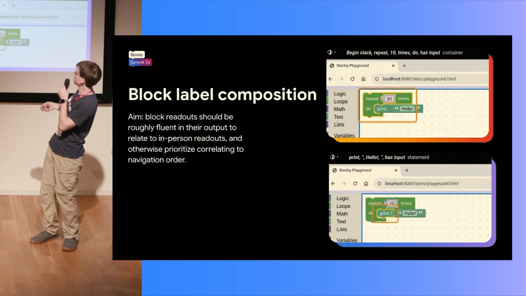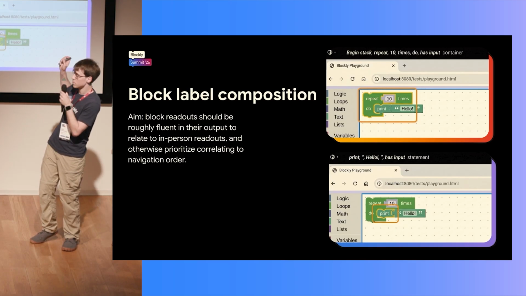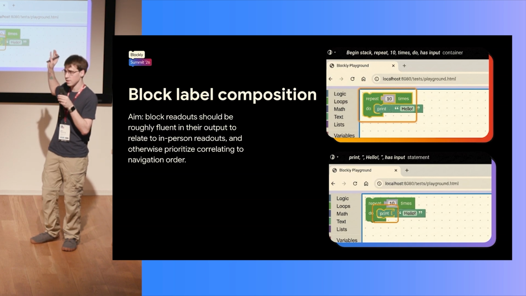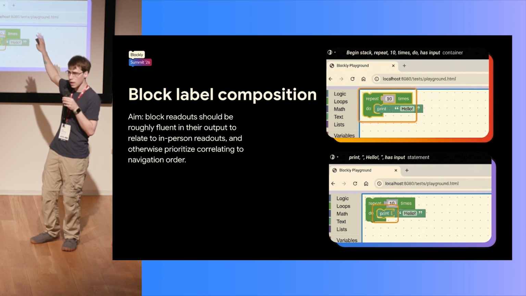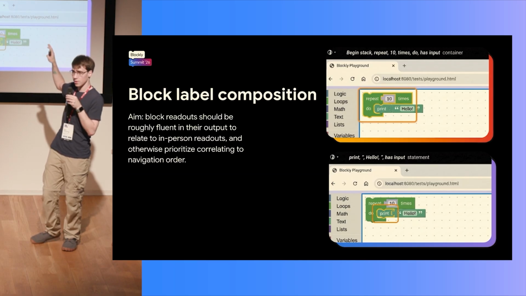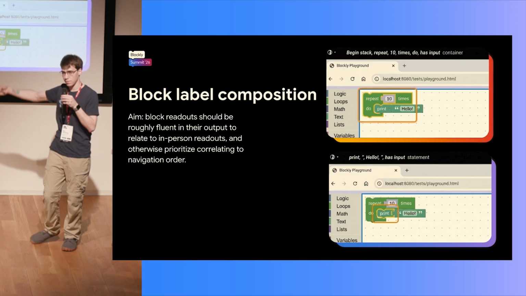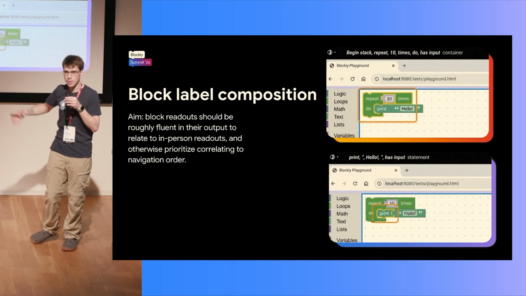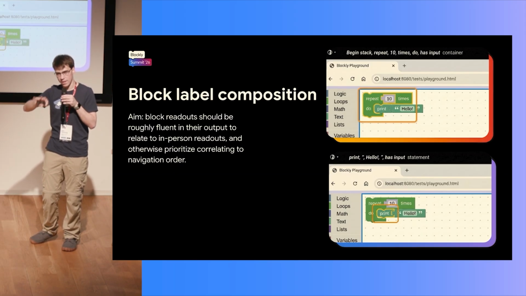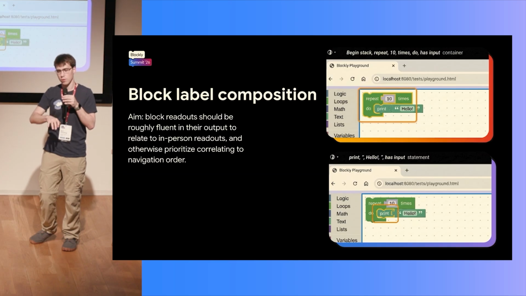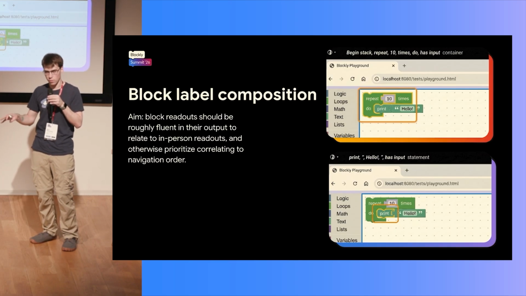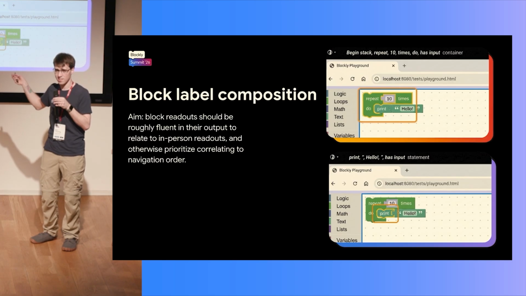So you can see maybe in the images that the order in which the labels are composed into the final block readout, which is at the top, follows the order that you would then navigate. Like the 10 in the repeat loop comes after repeats, but before the other labels. So that readout, when the block is focused, would then follow, pressing the right key would go to the 10 input and so on. And there's also commas here.